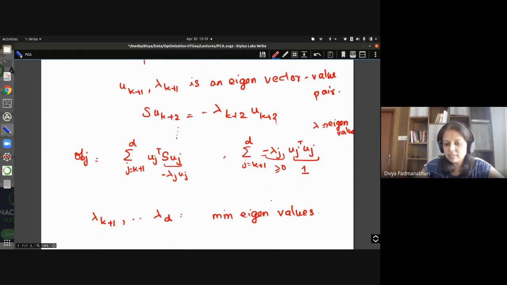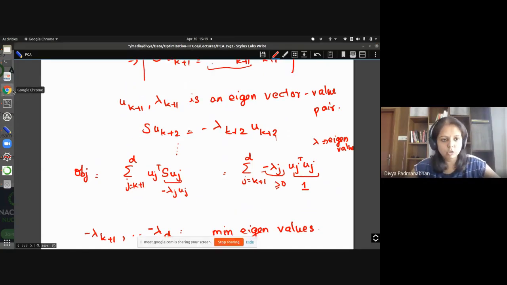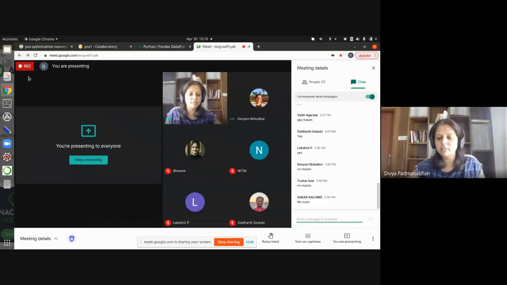So in essence, you want to minimize this, so you choose the minimum eigenvalues. Minus lambda k plus 1 to minus lambda d are the smallest eigenvalues. Yeah, maybe I'll clarify this again tomorrow. I went a little bit fast here.